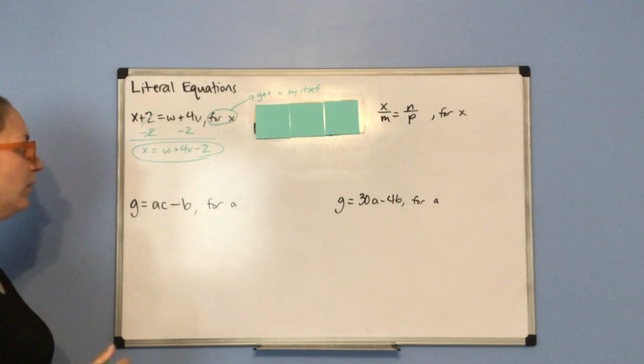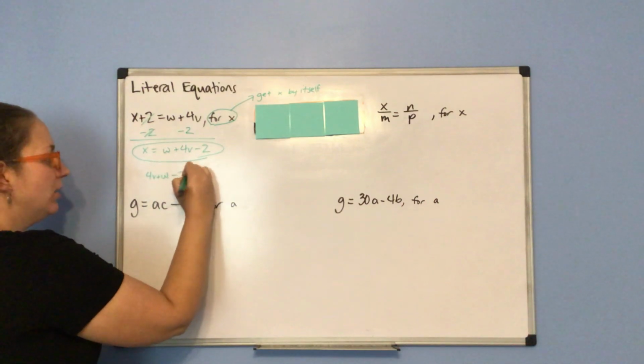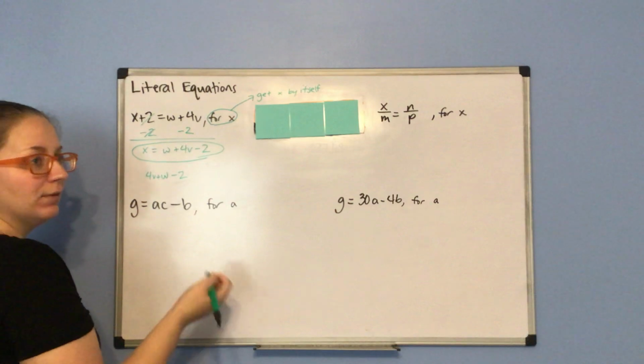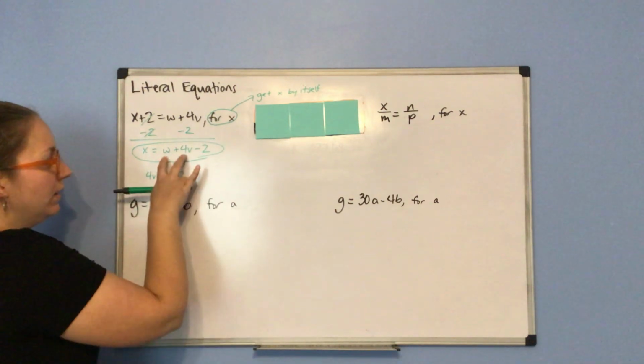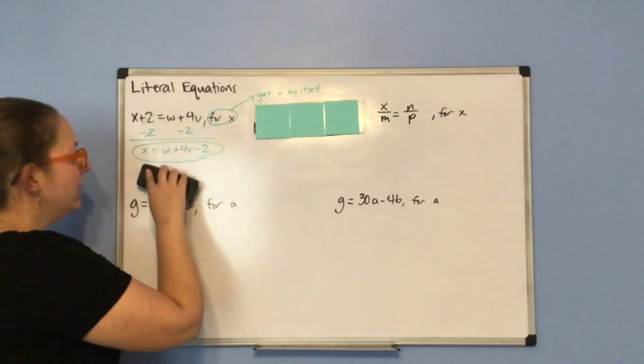You could write this one a few other ways. You could switch the order of the 4v and the w. You could put these 3 things in any order that you want as long as they have the right signs in front of them. These 2 need to be positive, the 2 needs to be negative. Let's try some more.